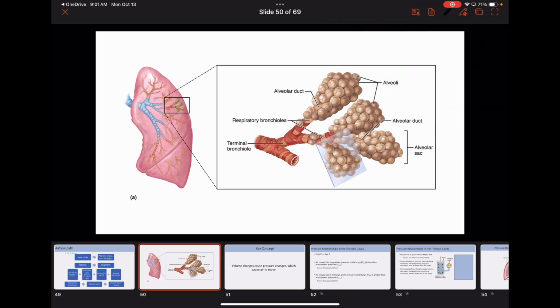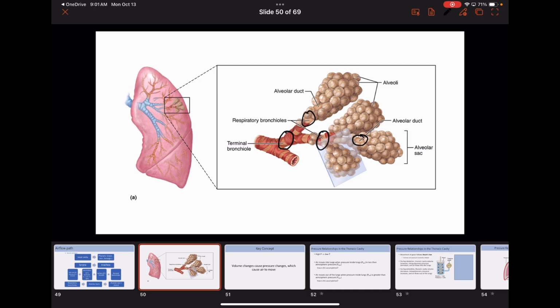There we go. Okay. So just remember that the terminal bronchiole is first, and then it goes to the respiratory bronchioles. Once the tubing is inside the actual alveolar sac, then it's called the alveolar duct, and then that reaches to the alveolar sac and then to the individual alveoli.